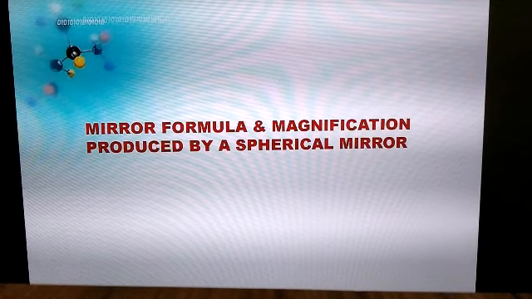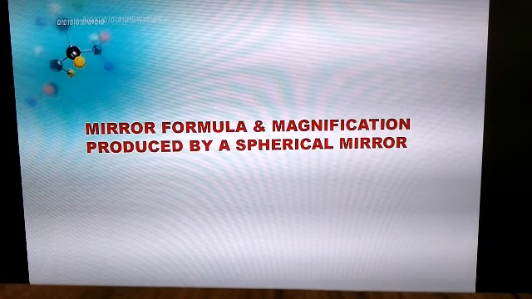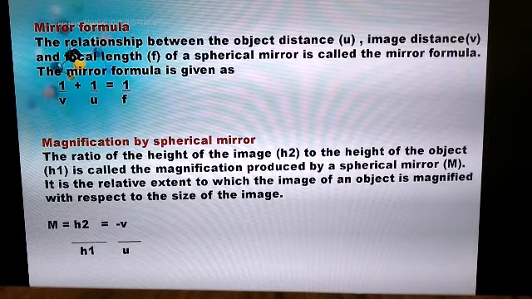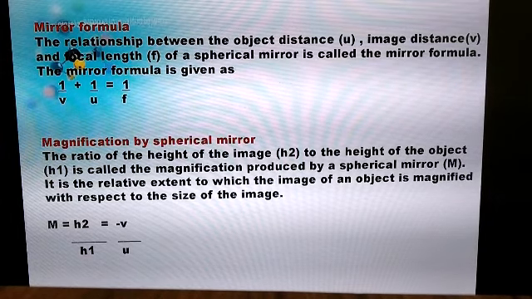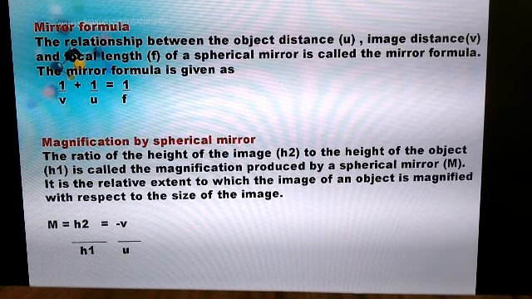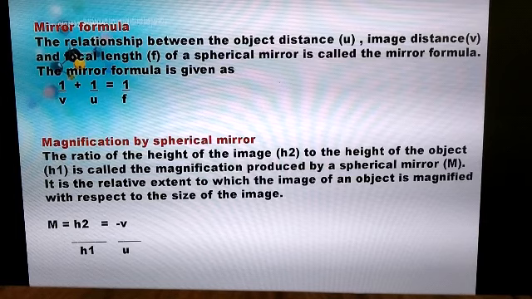The next topic is mirror formula and magnification produced by a spherical mirror. Now before sign conventions, we learned some important terms: V, U, F, H1 and H2, isn't it? What was U? Object distance. V was image distance. F was focal length.